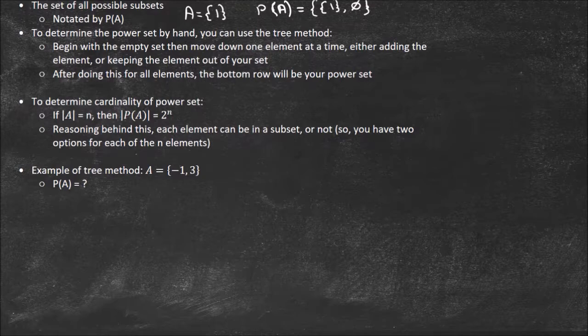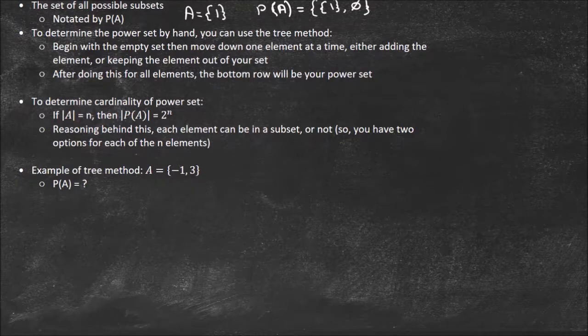And why does this make sense? Well, if I have n elements, those n elements can either be in the set or not. So you have 2 options for each of the n elements. So what I'm doing is 2 times 2 times 2 times 2 for however many n elements I have. So it really makes sense why the number of elements in the power set is going to be 2 to the n, because I can either have the element or not have the element.